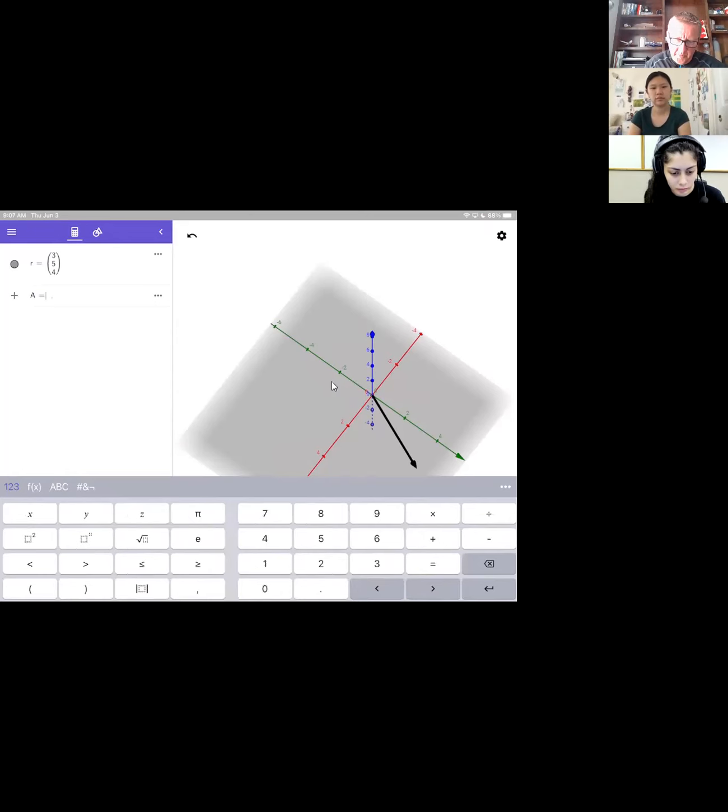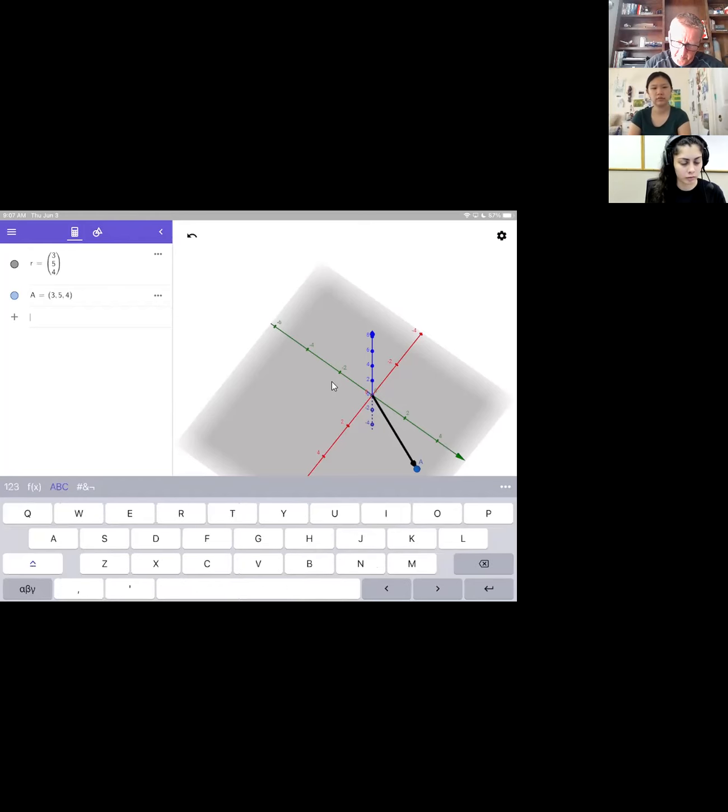Please interrupt me if you remember differently. We practiced this for a day. I have to graph the point 3, 5, 4. And because I used capital A, now there's a point up there. But now I need the vector to take off from there, right? So it needs to go from A through the other point. I think this is how we did it. So the other point I'm going to call capital B.